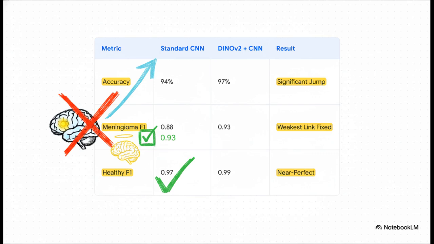Let's just break that down real quick. So yeah, accuracy took a big leap to 97%. But look at the score for meningioma. That was its biggest weakness, right? It shot up from 0.88 to 0.93. We specifically fixed the biggest problem, and its ability to spot healthy scans is now almost perfect, at 0.99, which is so important for not worrying patients unnecessarily.